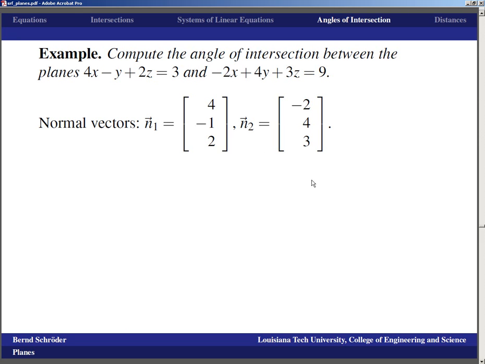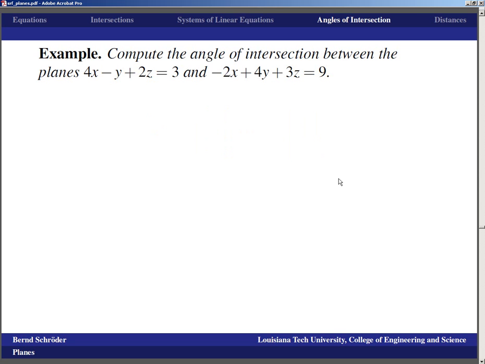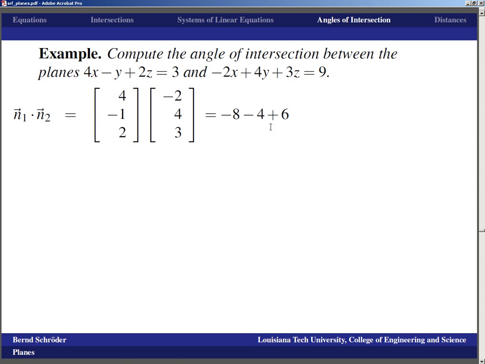All right, so we need to compute the angle between the normal vectors. Well, we know how to compute the angle between vectors, so in some ways we can say the rest is just computation. Take n1 dot n2, that's 4, negative 1, 2 dot negative 2, 4, 3, from right here. That would give us negative 8 minus 4 plus 6, that's negative 6.